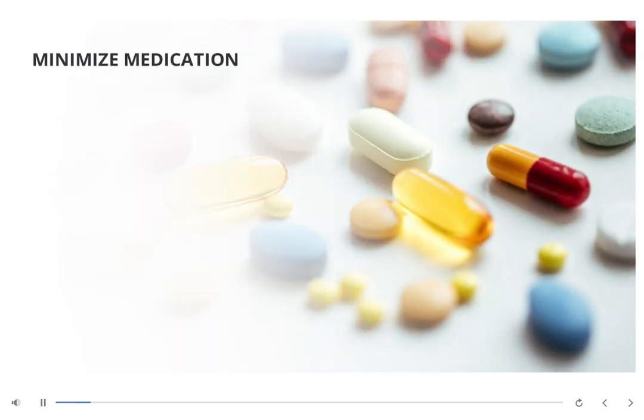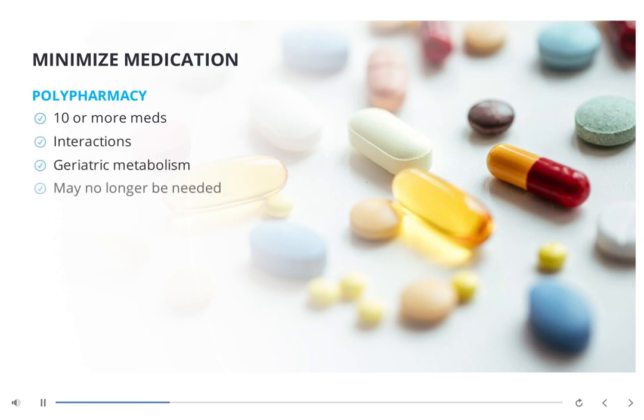Sometimes we see older adults who are taking 10 or more medications, called polypharmacy. These medications may be needed and working well, or they may need to be reviewed and reduced or eliminated. This is because of interactions between medications that may cause adverse side effects. Also, older adults do not metabolize and detox medication effectively.